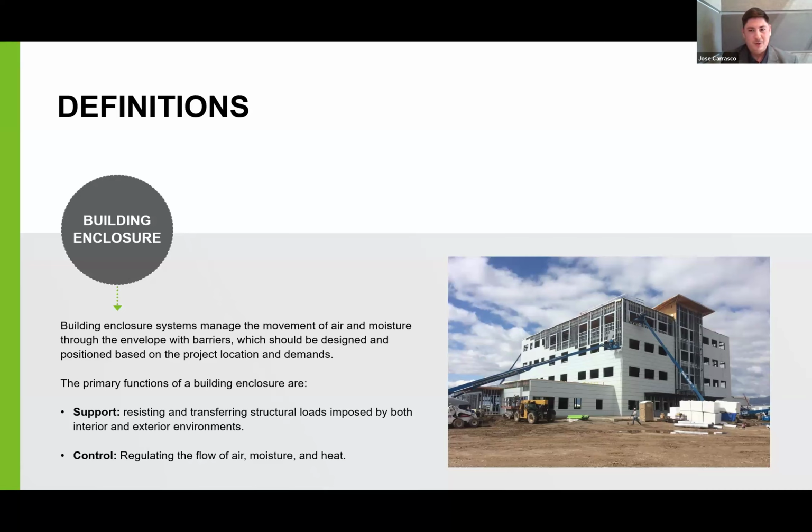So in terms of a building enclosure system, not only are we managing those four aspects of a building envelope, heat, weather, structure, and fire, but a building enclosure system also manages the movement of air and moisture. So while you may be solving many problems by installing a building envelope on your project, you really don't have that full air and watertight seal until you install a building enclosure system.